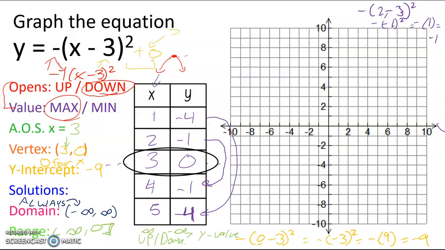And then from there, we can go ahead and start to graph. So I plot 3, 0, which is right here. 2, negative 1, which is right there. 4, negative 1, which is right there. Go 1, negative 4 down there. And then 5, negative 4 right down there. And then technically my y-intercept is negative 9, so it's actually down here. So just go ahead and connect those dots right there.